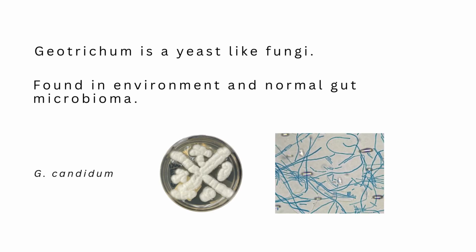Geotrichum produces arthroconidia, which are asexual spores formed by breaking up of a hyphae at the point of separation. The resulting cell appears rectangular or barrel-shaped.